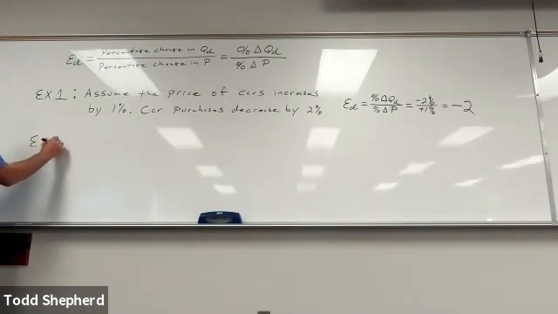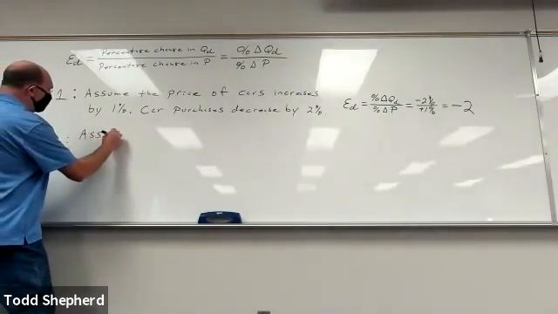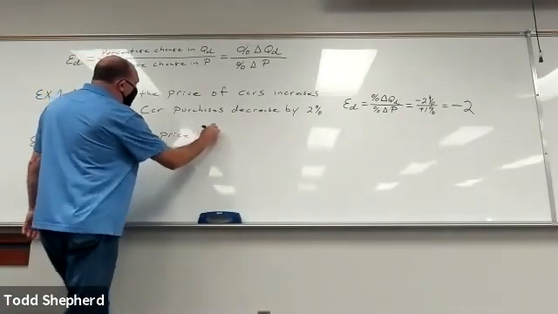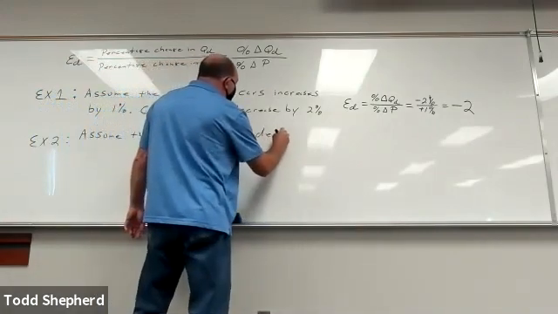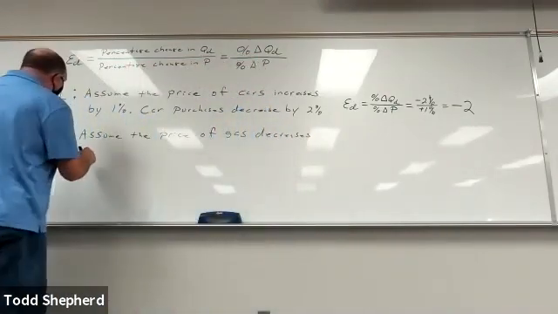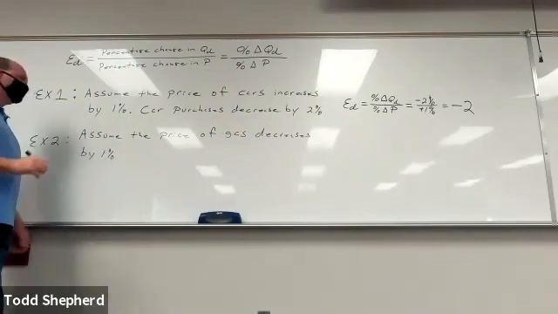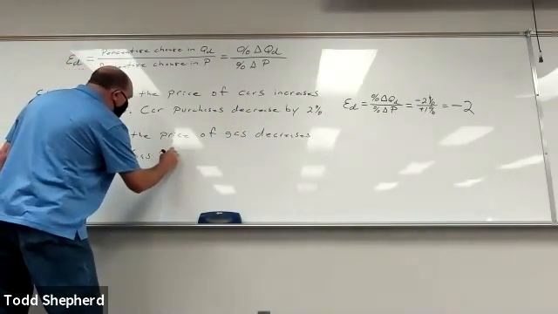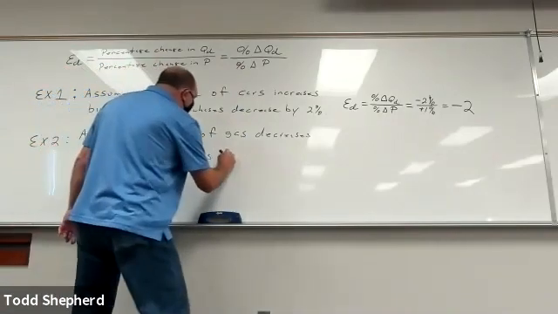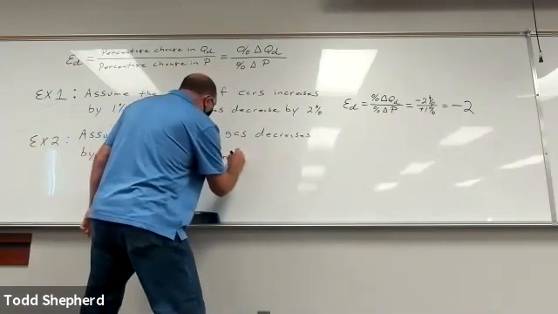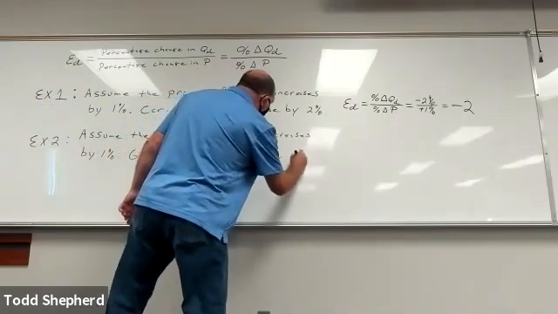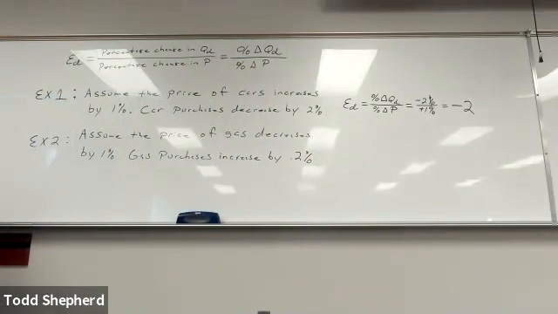So let's do example number 2. Let's assume the price of gasoline decreases by 1%. In response, gas purchases increase by 0.2%. A second to write that down. Then the price of gas decreases by 1%. And in response to that, gas purchases increase by 0.2%.